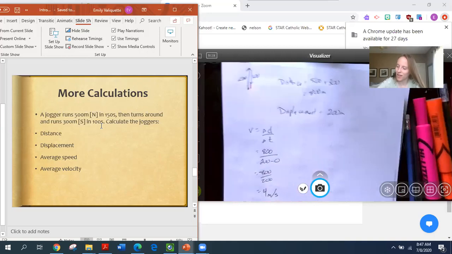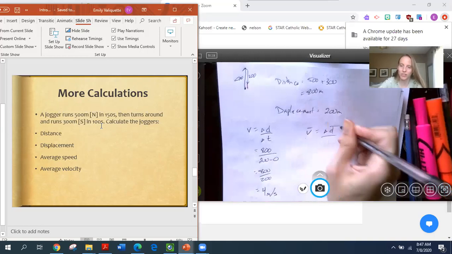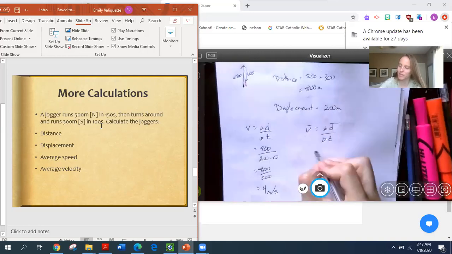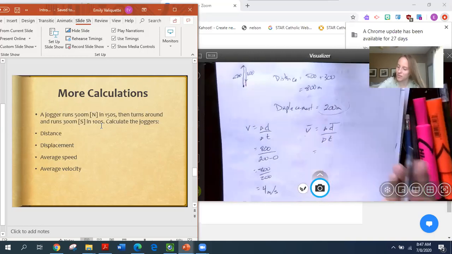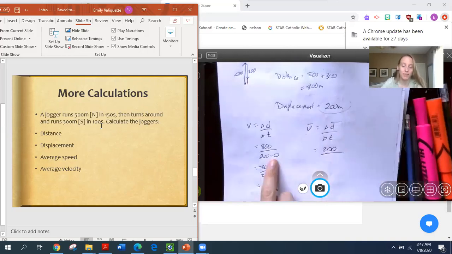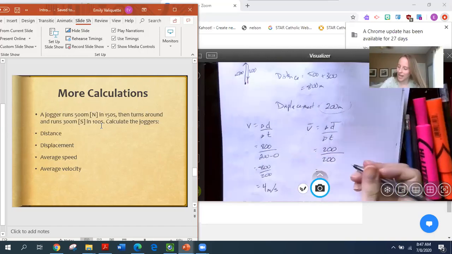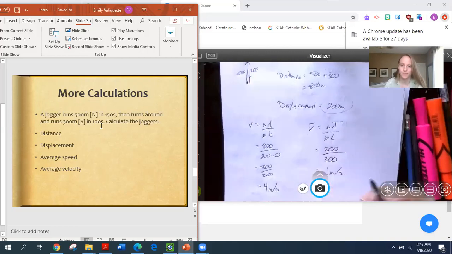And then for the velocity, that is a change in displacement over a change in time. So their displacement, we already calculated, was 200 meters. Again, the change in time is that total 200 seconds that went by. So their velocity is actually just 1 meter per second.